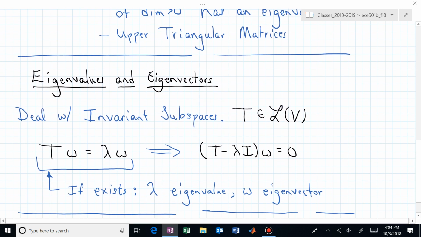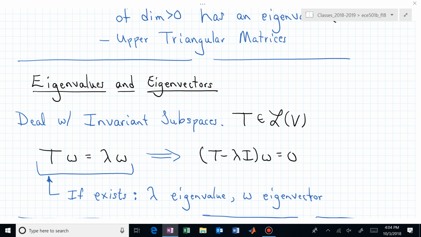So let's get started. Here is our definition or relationship that governs the eigenvalues and eigenvectors that we defined last time, and those then are associated with invariant subspaces of linear operators T. When we say T is an element of script L of V, when we just have the one argument in the script L, that's saying our input space and output space are the same. So we're mapping from the input space back into itself.